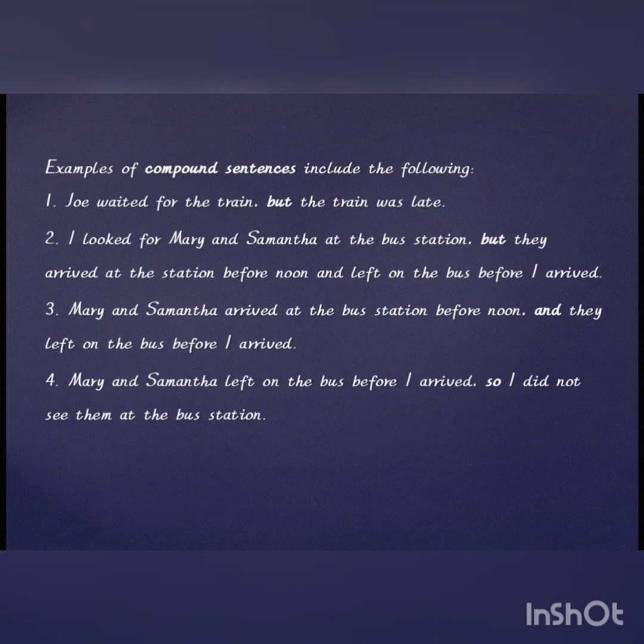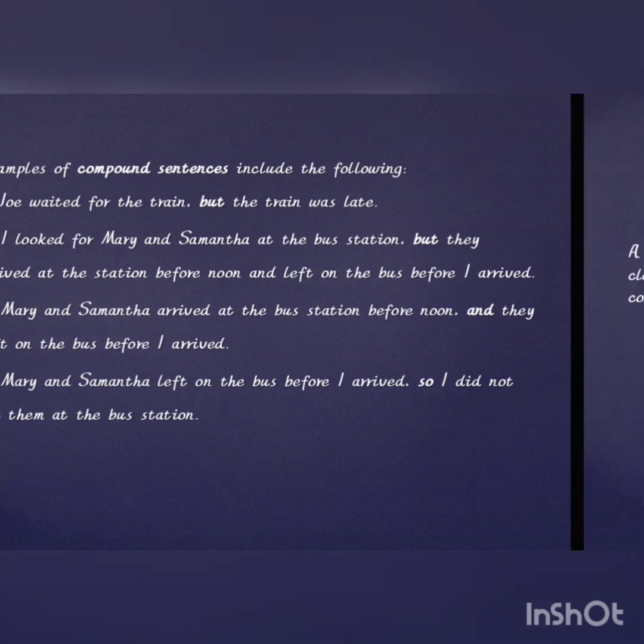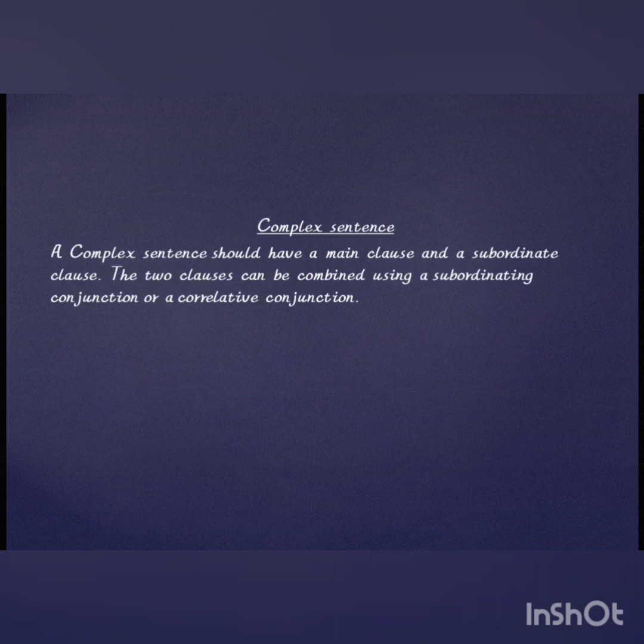Now look at the following sentence: but they arrived at the station before noon and left on the bus before I arrived. So they arrived at the station and they left before I reached the station. Still the message is conveyed properly. So this one is going to be the second independent clause. Both the independent clauses are getting connected here. So all this is going to be an example for a compound sentence. Now we'll go on to the next sentence.